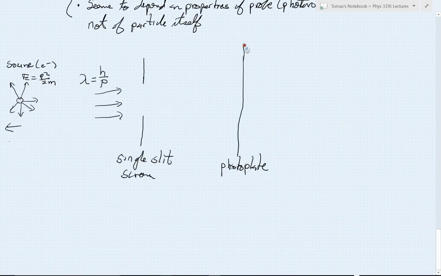So we're going to get a single slit diffraction pattern, which means the electrons will arrive at random locations on my photoplate, sometimes up here, sometimes down below, but the overall pattern has to follow what's familiar to you from a single slit diffraction pattern, something like so. So those are the results from the experiment. Fine, so we do this experiment.